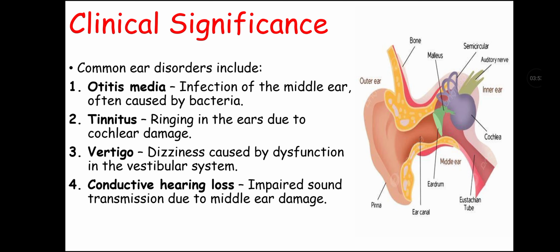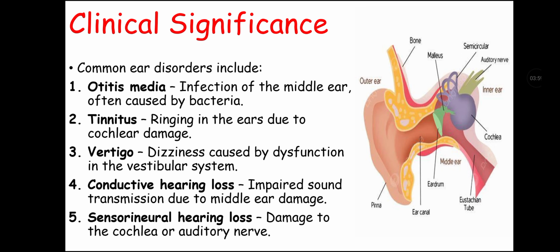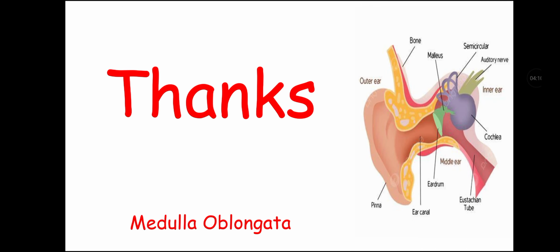There may be conductive hearing loss, that is basically impaired sound transmission due to middle ear damage, and maybe sensorineural hearing loss, that is damage to the cochlea or auditory nerve. And these are the common ear disorders you need to know. And this was all about ear anatomy.